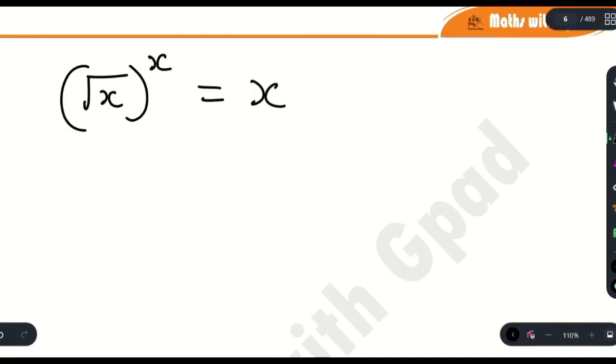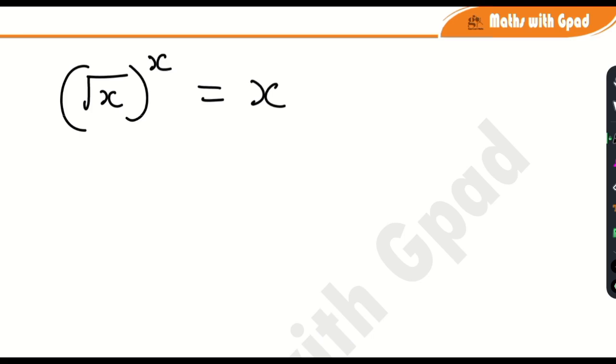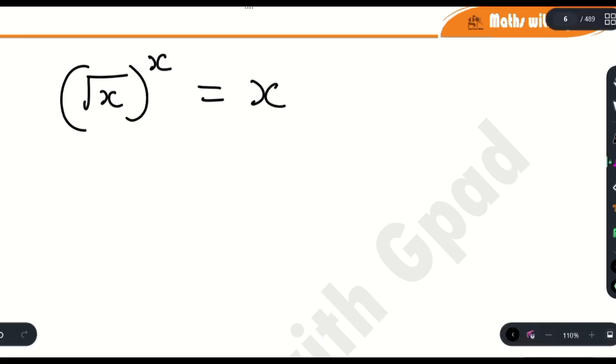We need to find the value of x in this equation. Now what do we do? The first thing I'll do is to find a way of dropping this exponent x, just put it at the same level here. That means I have to take the logarithm of both sides. Watch this now. I'm going to take the logarithm of both sides.